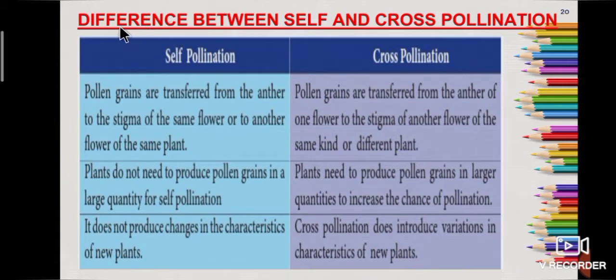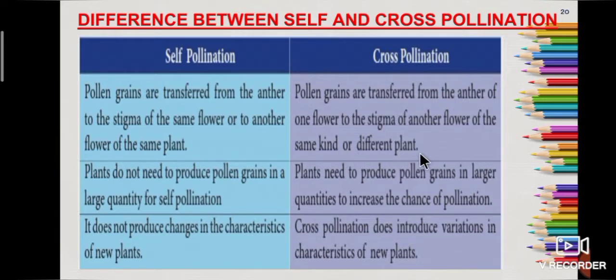Now we are going to study about the difference between self and cross-pollination. In self-pollination, pollen grains are transferred from the anther to the stigma of the same flower or to another flower of the same plant. In cross-pollination, pollen grains are transferred from the anther of one flower to the stigma of another flower of the same kind or different plant.